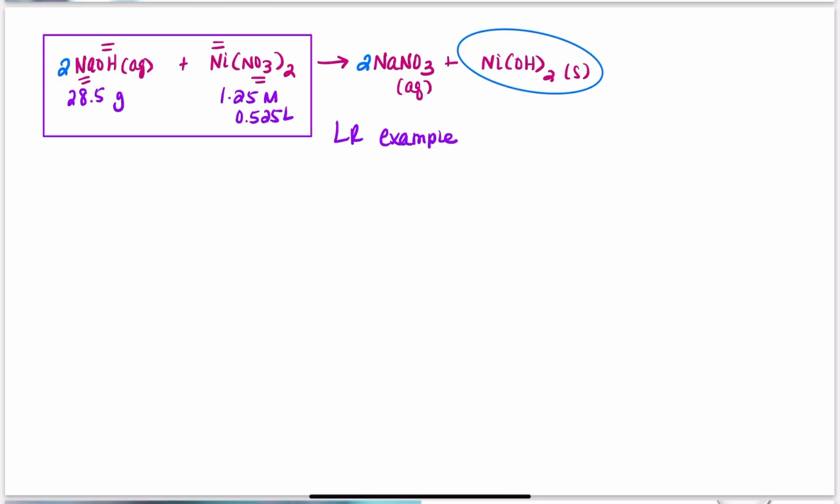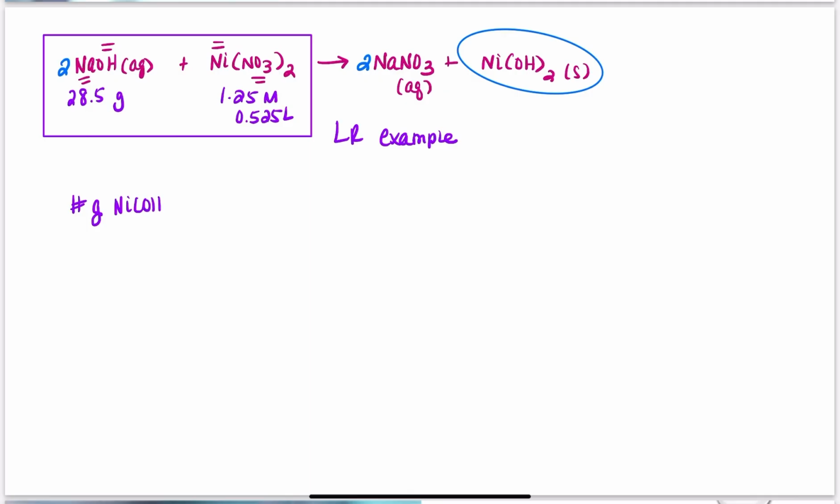Okay, so I do have a limiting reactant example here. I need to figure out what my limiting reactant is to answer the question. Multiple ways to do this. Truthfully, I'm just going to go ahead and calculate for both of them and see which one makes the least amount, because for me right now, that seems like the easiest process. So let's show you what I mean.